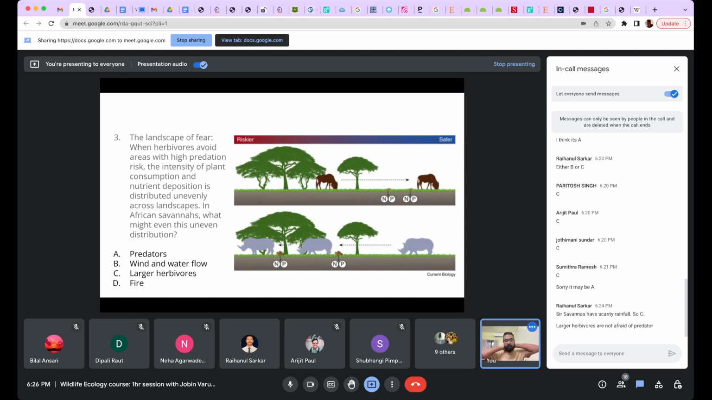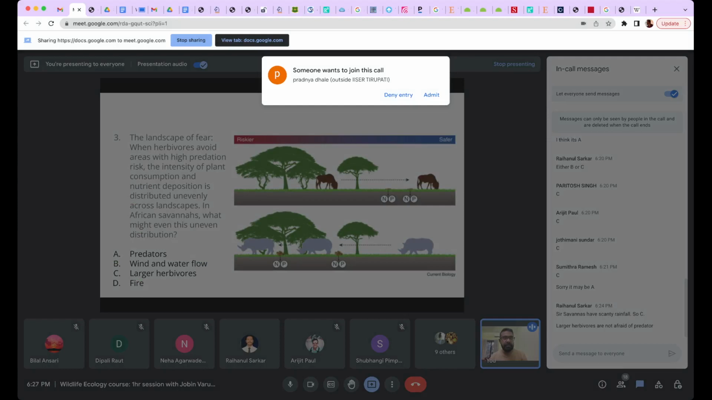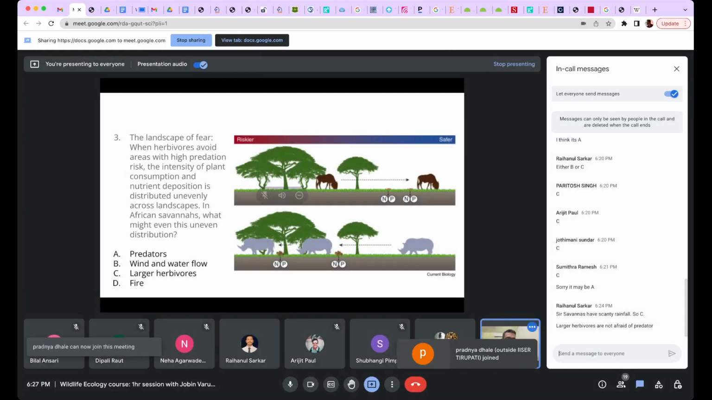Savannas have scanty rainfall, so see, larger herbivores are not afraid of predators. Actually, savannas don't have scanty rainfall. If you look at it, what they have is precipitation. They have a great seasonality of precipitation.